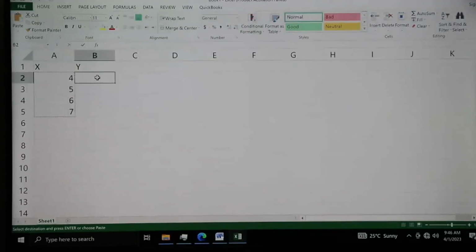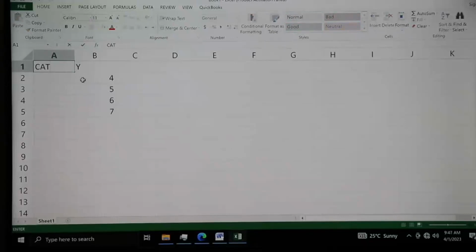You have this data. So here we say that we have the category, and here we have the values. And the categories, you can represent them as letters. Then you're supposed to show the categories versus our data.